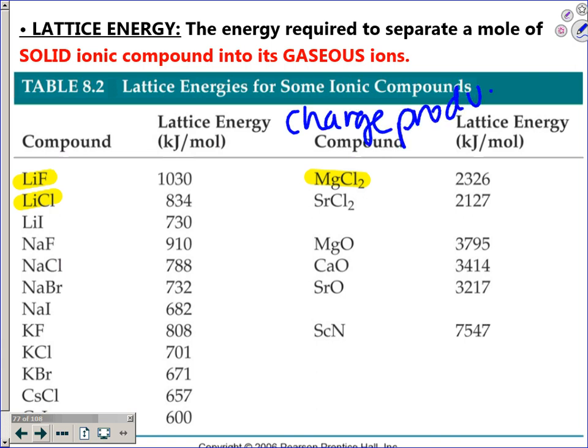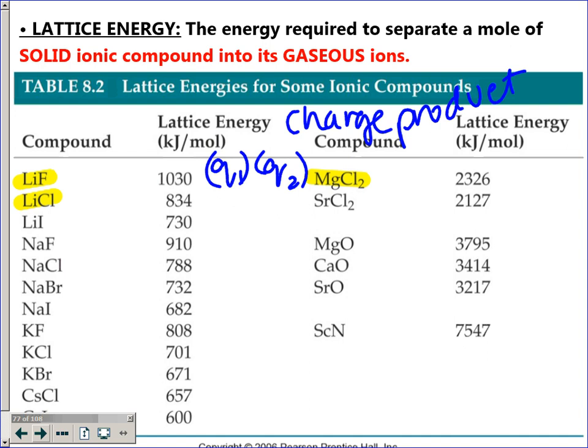Does that make sense, in terms of what we're doing? What's product mean in math? Multiplication, right? Charge is being multiplied. Q1 times Q2. That's charge product. So what's the charge product difference between these two? They're the same. They're +1 and -1 on both fronts. So there's no difference in charge product. The magnitude of the charge product is the same.